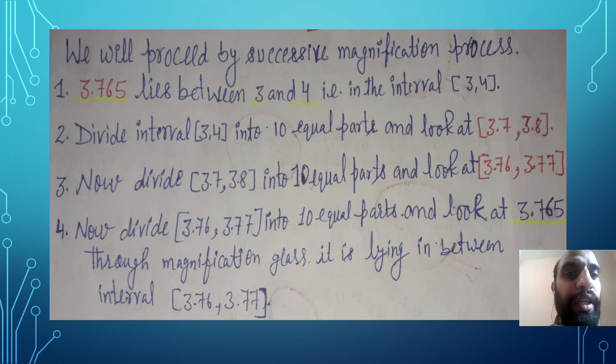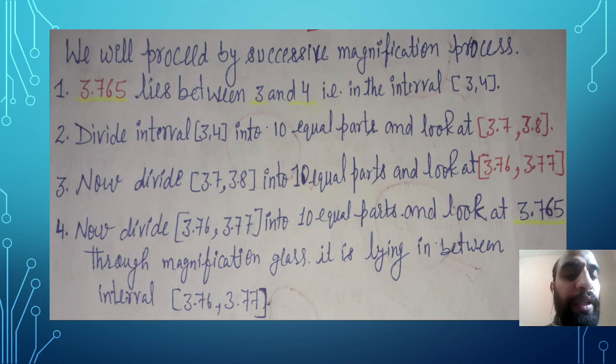First, write what is the question given to you, that is 3.765 lies between 3 and 4. As I told you, it is very clear, 3 point something means after 3 and before 4. Then next step, divide 3 and 4, that interval, into 10 equal parts and look at point 3.7 and 3.8. After watching 3.7 and 3.8, divide that interval into 10 equal parts and look at 3.76 and 3.77.